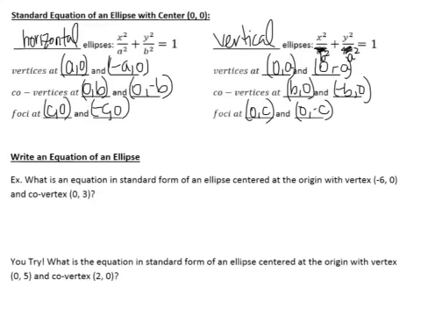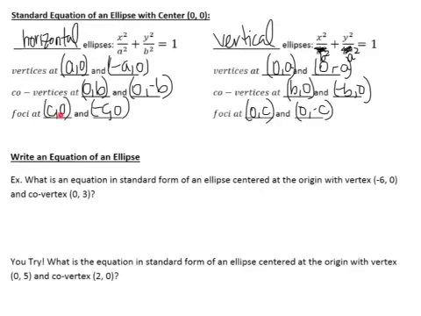Alright, so let's write an equation of an ellipse. It says, what is an equation in standard form of an ellipse centered at the origin with vertex negative 6, 0 and co-vertex 0, 3? Since we know that one vertex is at negative 6, 0, then we know another vertex is at positive 6, 0. It tells us we have a co-vertex at 0, 3, which means we'll also have another co-vertex at 0, negative 3. With our vertex being at negative 6, 0, this tells us that our major axis is horizontal. So we are working with a horizontal ellipse.